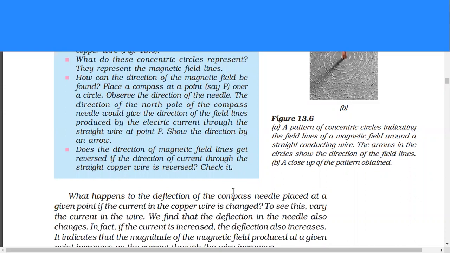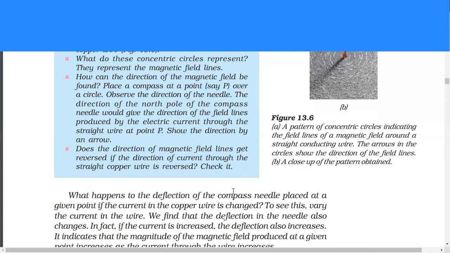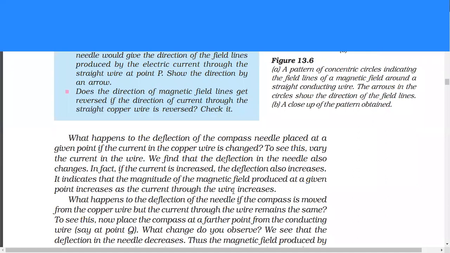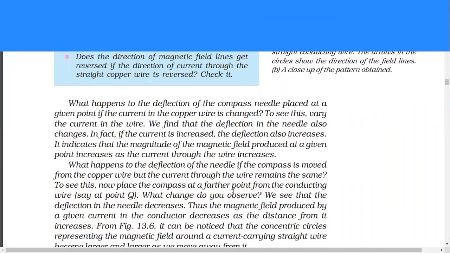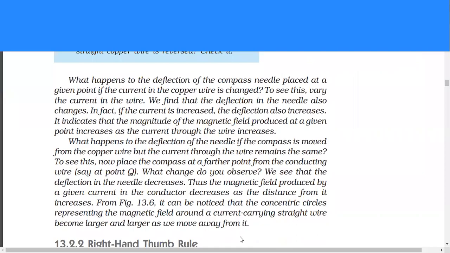The direction of the north pole of the compass needle would give the direction of the field lines produced by the electric current through the straight wire at point P. Show the direction by an arrow. Does the direction of magnetic field lines get reversed if the direction of current through the straight copper wire is reversed? Check it.